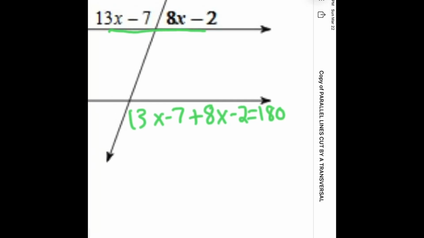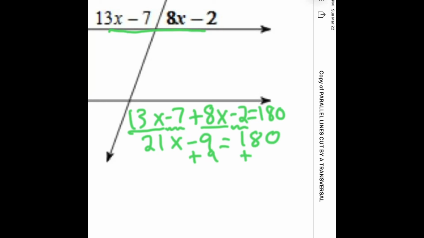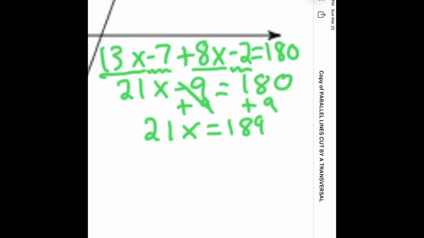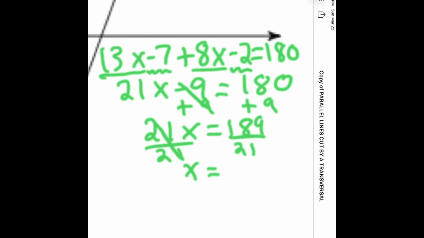Then we can combine like terms. So we've got 13x and 8x to give us 21x. We've got negative 7 and negative 2 to give us negative 9. And we still have the 180 on the right side. We're going to add 9 to both sides. 21x equals 189. Going to divide by 21. X equals 9.